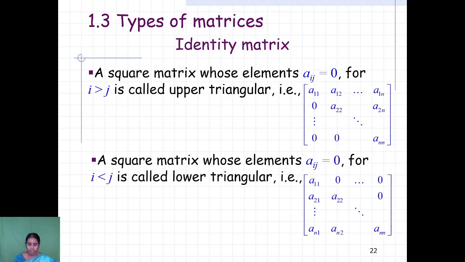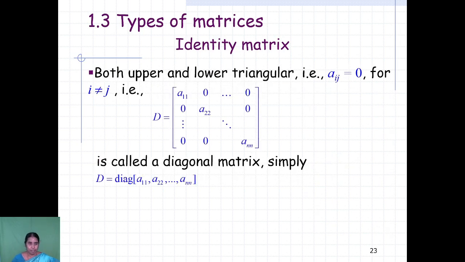It means only the elements above the diagonal elements contain values. Other elements are 0. Next, if all the values appear only below the diagonal, then it is said to be a lower triangular matrix.